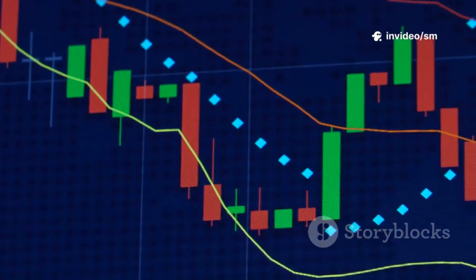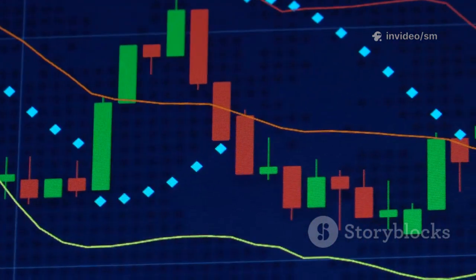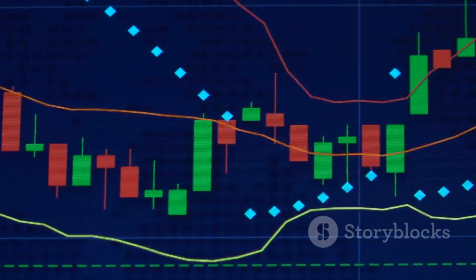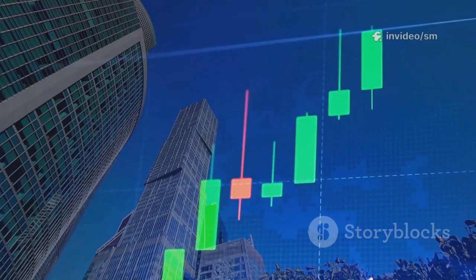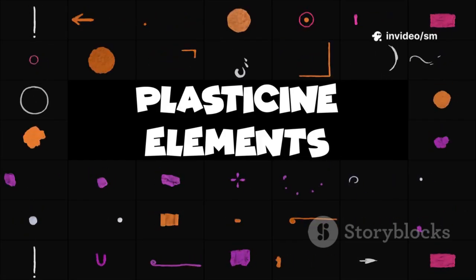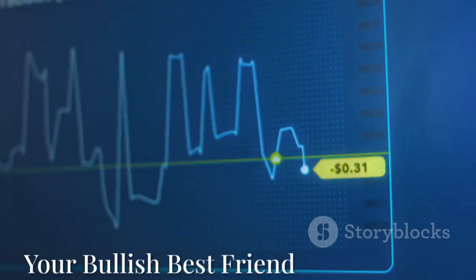Cup and handle, flags, pennants, wedges, and more. With claymation visuals, you'll see exactly how these patterns form and how to use them. Ready to master the art of the swing? Let's jump in.